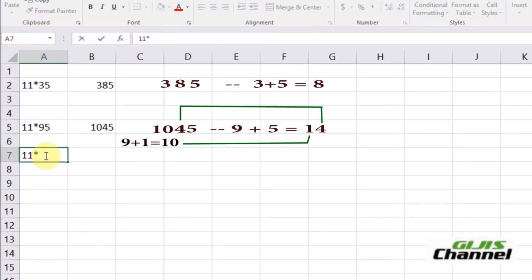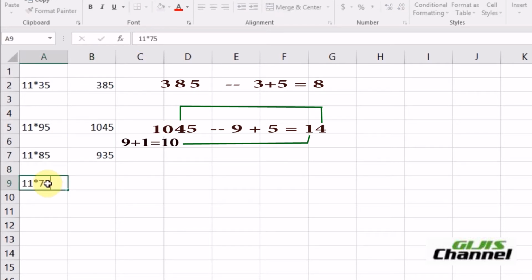11 times 85. Then it will be more clear. Write down 85 like this and leave a space in between. So the number when you add it is 13. We cannot write 13 in the middle, because if you write 13, the answer is going to be wrong. So I'm going to write the 3 here, and you have 1 left, so I'm going to add that 1 to 8. So the answer is 935. That's the answer. One more example I can show here.